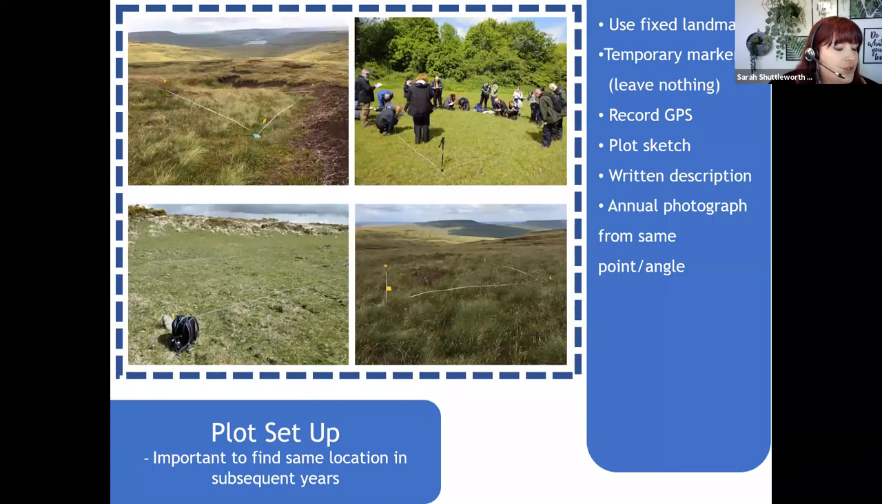Whilst you're on the site, you want to use fixed landmarks, if you can, to record the plot location and set up only temporary markers. Obviously, with the countryside code, we want to leave nothing behind. Then you record GPS, make a plot sketch with a written description, and it's useful to take annual photographs from the same point or angles. Linear plots can be along an arable field margin, hedgerow or watercourse. Woodland plots are larger at 10 by 10 metres.